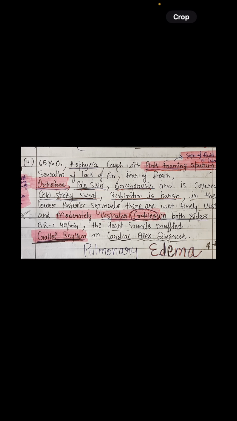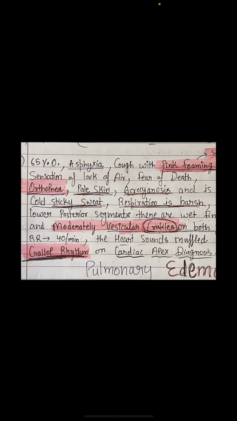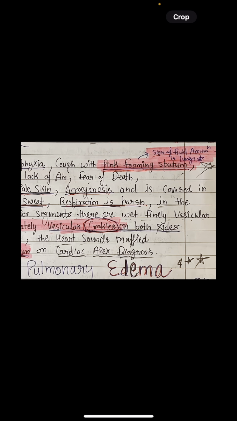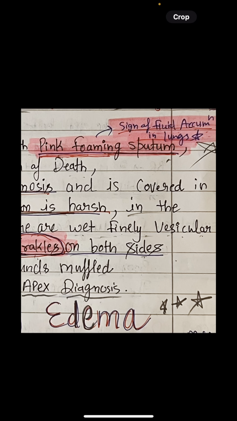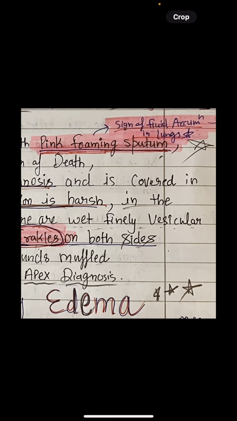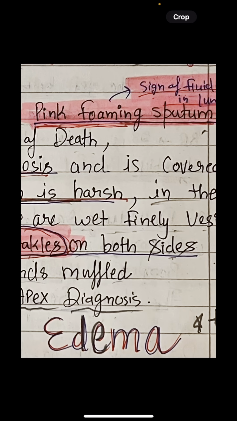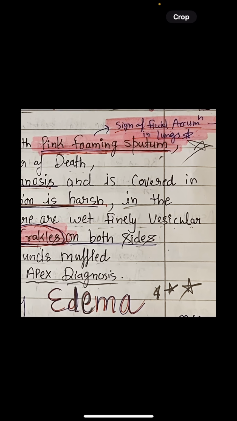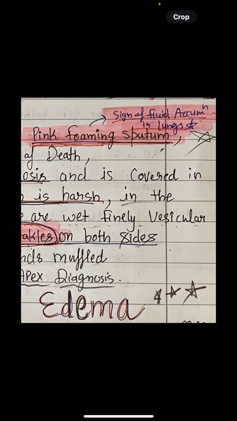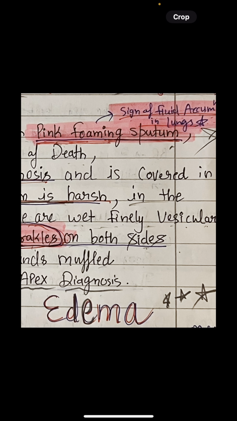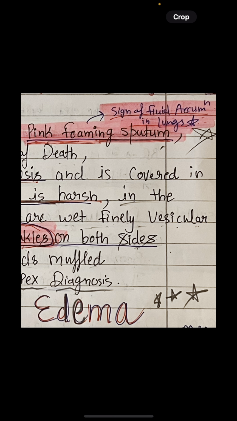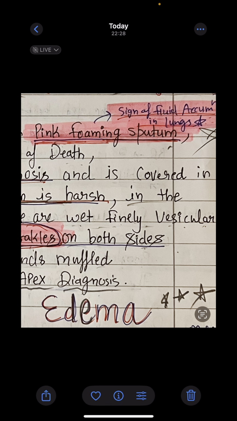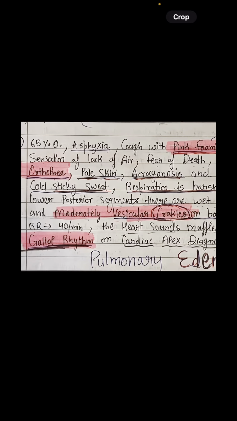It also says pink sputum. A 65-year-old patient has asphyxia, cough with pink foaming sputum. When there is pink sputum, this is already a sign of fluid accumulation in the lungs. Why pink? Because some RBCs are there. When there is fluid accumulation in the lungs, which is not tolerable for the lungs, there is some sort of leakage of blood into the sputum, so the sputum gets to be pink due to the presence of RBCs or blood.